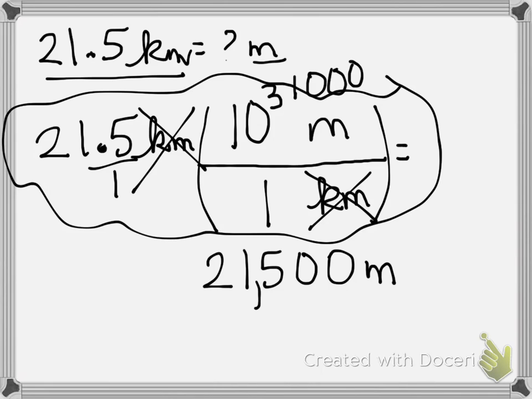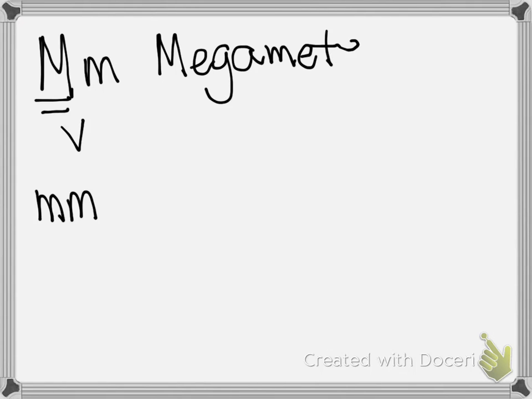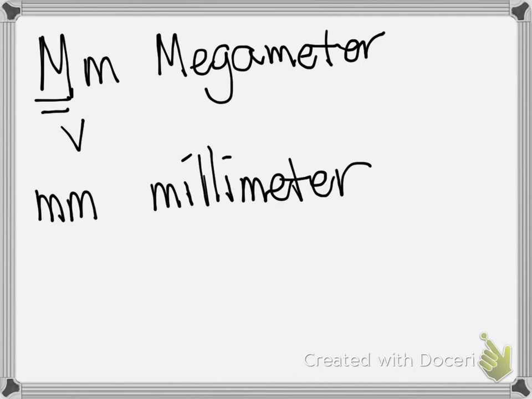Number 7 asks, what is the difference between a capital M and a lowercase m? So we're talking about this versus this. Remember, this is the prefix for mega, so this is a megameter. This is a millimeter. They are not the same thing.